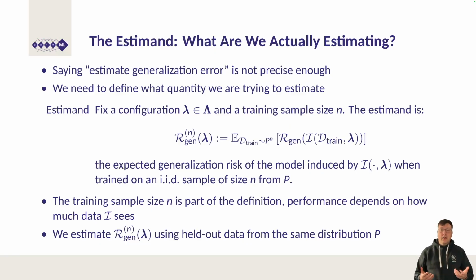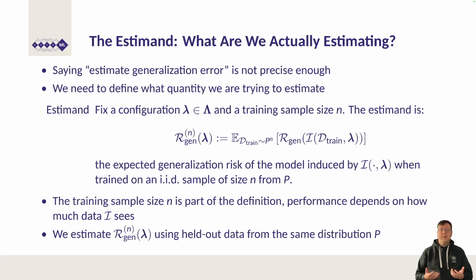The E here is the expected value over all possible training sets of size n that could be drawn from P. Intuitively, if you were to repeat the entire process infinitely many times, each time drawing a fresh training set of size n, inducing a model and measuring its generalization risk, then this risk is the average result.